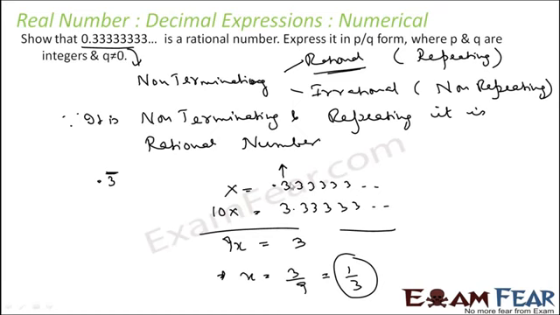Please note, since only one digit was repeating, we multiplied with 10. If 2 digits were repeating, we should have multiplied by 100. If 3 digits, then 1000.